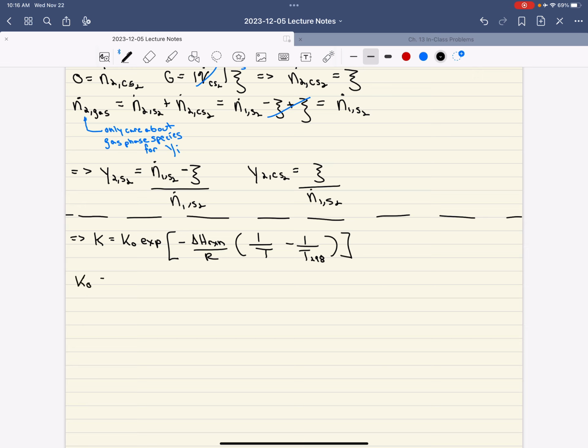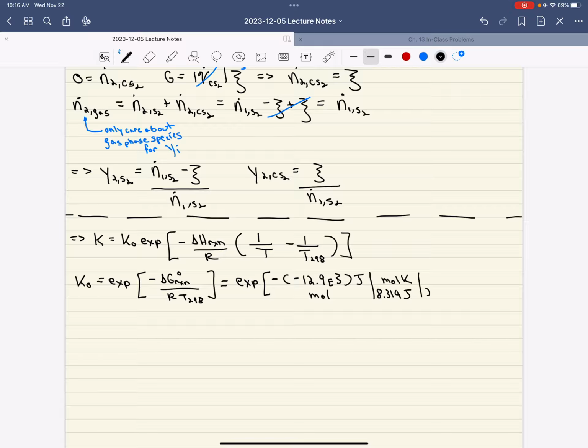To get K naught, this is where we're going to use our Gibbs energy of the reaction, so negative delta G reaction over R T 298. Right, and so when doing this calculation, be careful with your signs because delta G itself is negative. Negative 12.9 e to the 3. Also be careful with your units. So that's going to give us joules per mole. We'll divide by R. Divide by T298.